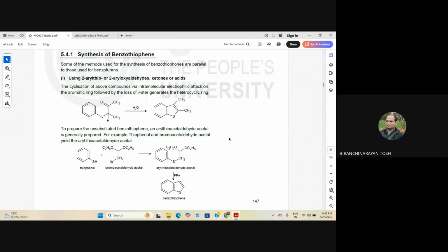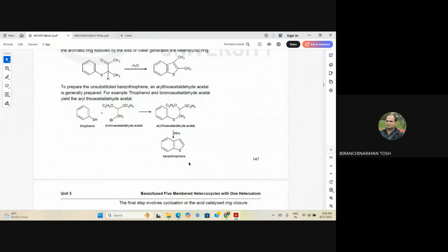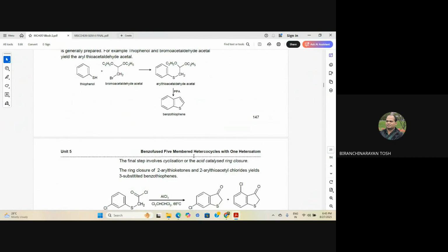Okay, to prepare the unsubstituted benzothiophene, an aryl thioacetaldehyde acetal is generally prepared. For example, thiophenol and bromoacetaldehyde acetal yield the aryl thioacetaldehyde acetal. When this reacts, it produces benzothiophene. The final step involves acid-catalyzed cyclization closure. The ring closure of 2-aryl thioketones and 2-aryl thioacetyl chlorides yields 3-substituted benzothiophene.